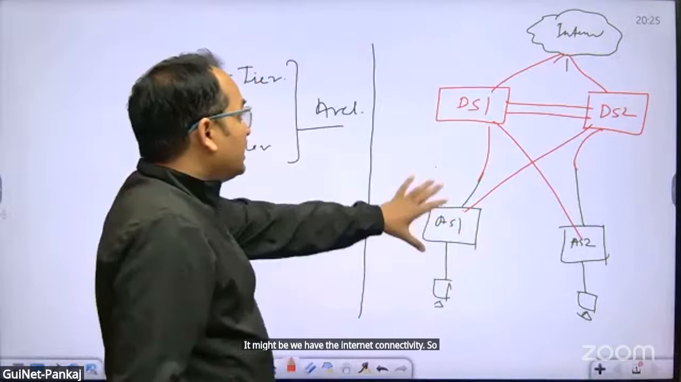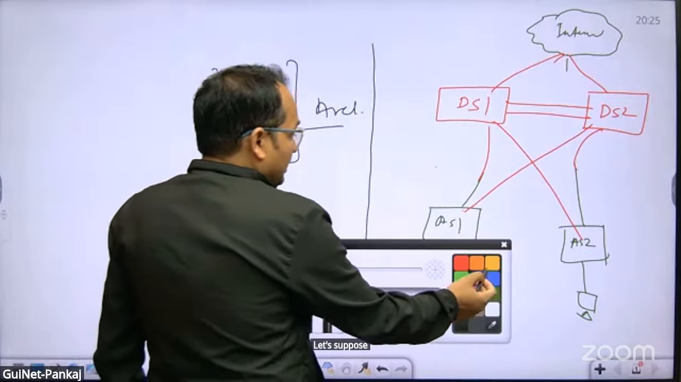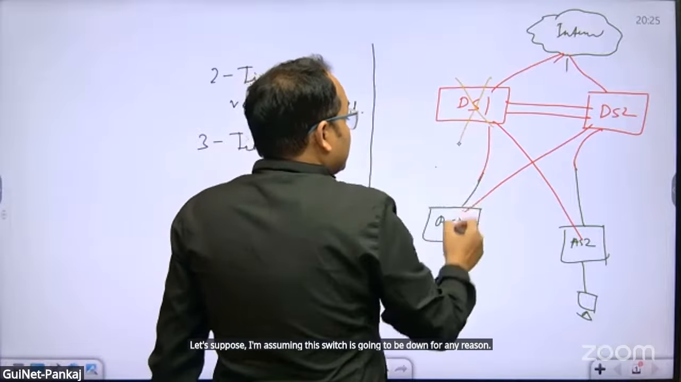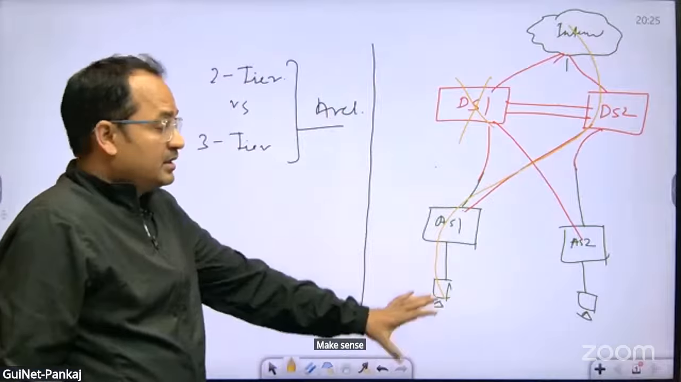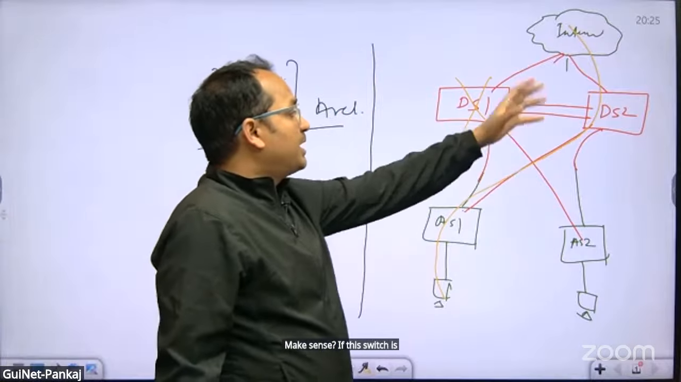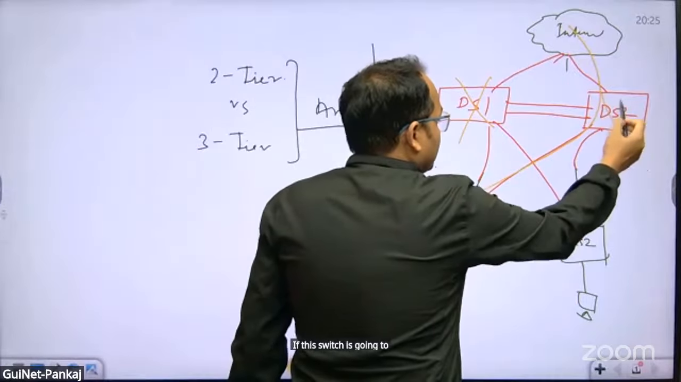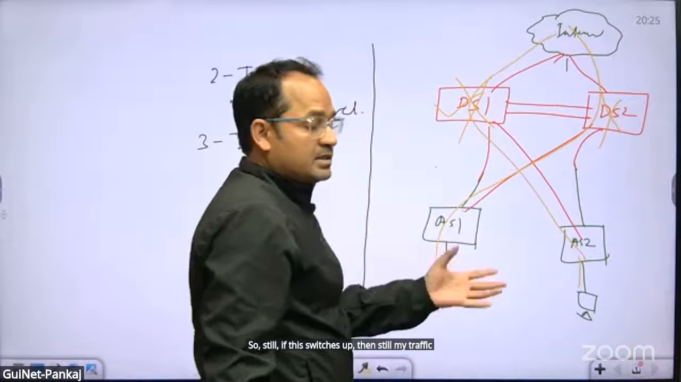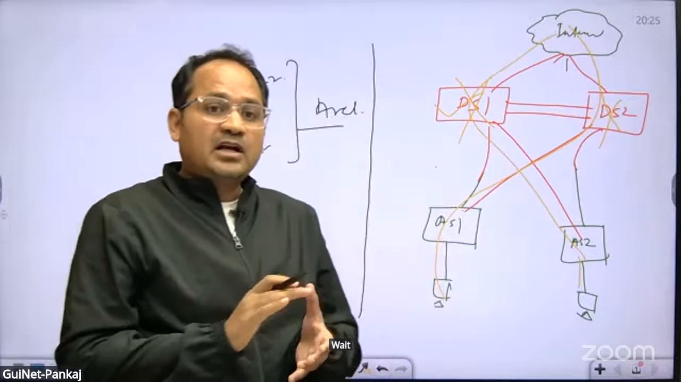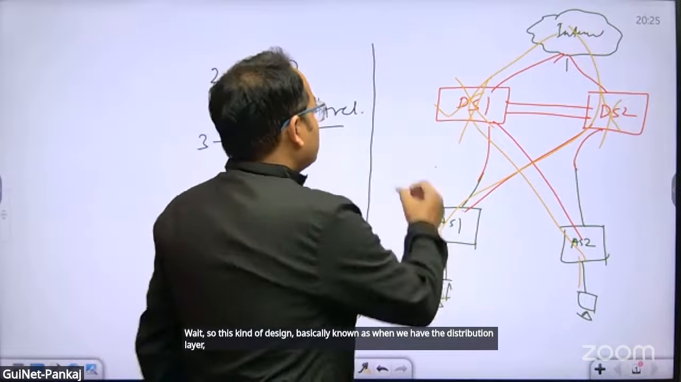In case this switch goes down for any reason, let's suppose I'm assuming this switch goes down, this device can still talk to the internet with this path. Make sense? If this switch goes down, my device is still going to talk through this path. If this switch is down but this switch is up, my traffic is still going to go this way. This kind of design is known as the distribution layer, and sometimes this is known as the core layer as well.